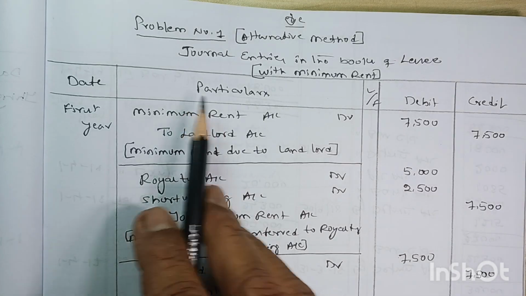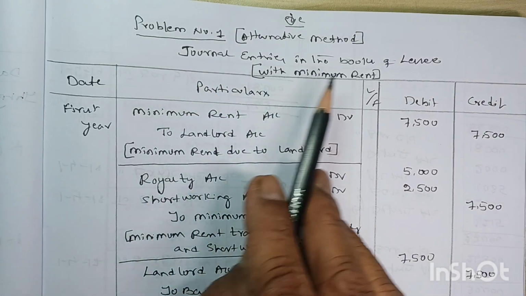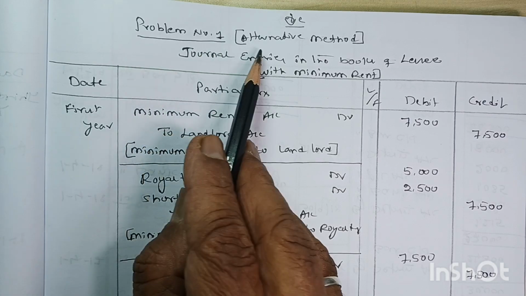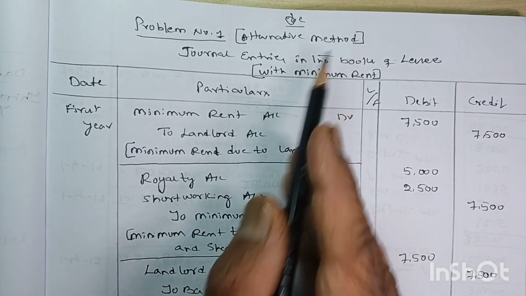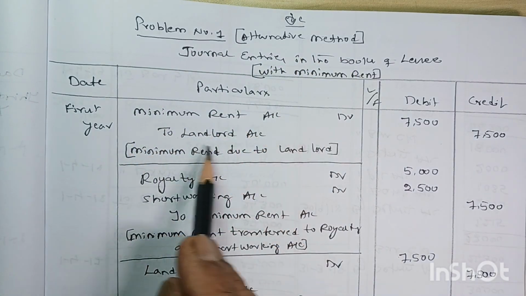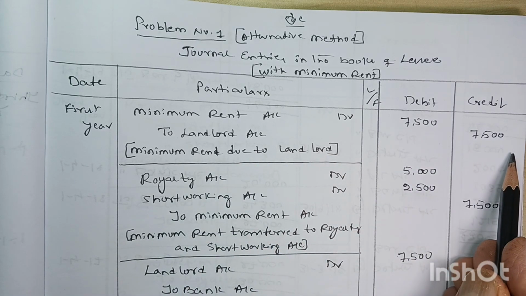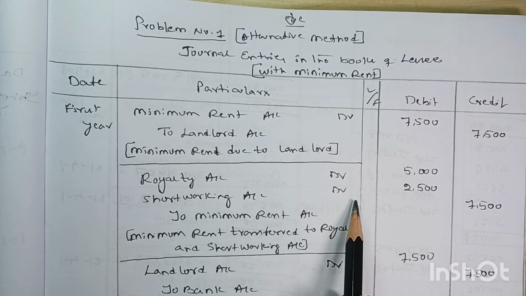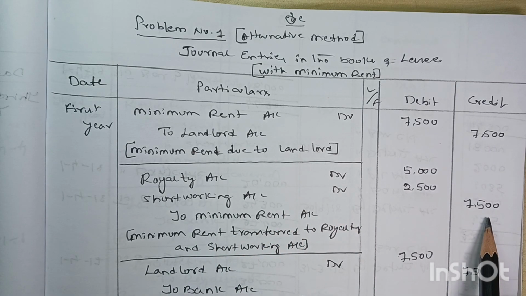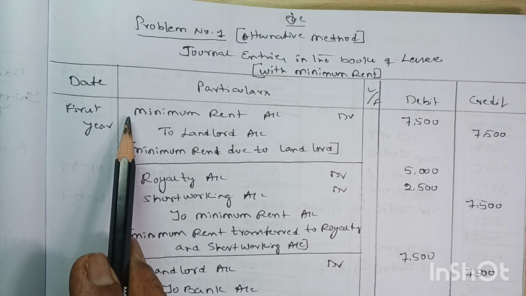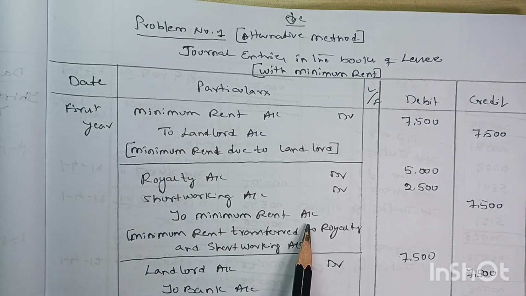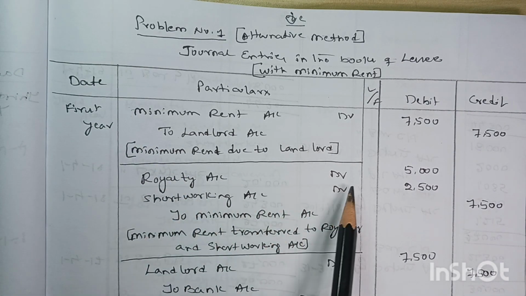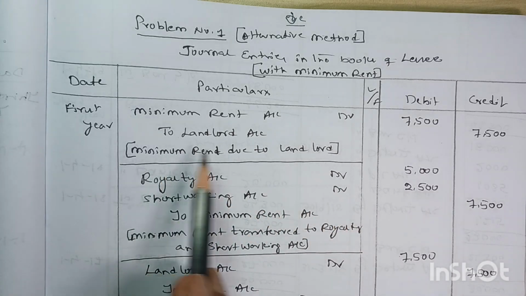Now we will work out the same problems, that is journal entries in the books of lessee with minimum rent. The same problem number 1, where I have written the alternative method. First year: minimum rent account debtor to landlord account 7,500. Royalty account debtor, short working account debtor to minimum rent account 7,500. Here you see minimum rent has been debited and minimum rent account has been credited. If you cancel one debit and credit, again it becomes royalty account debtor, short working account debtor to landlord account.